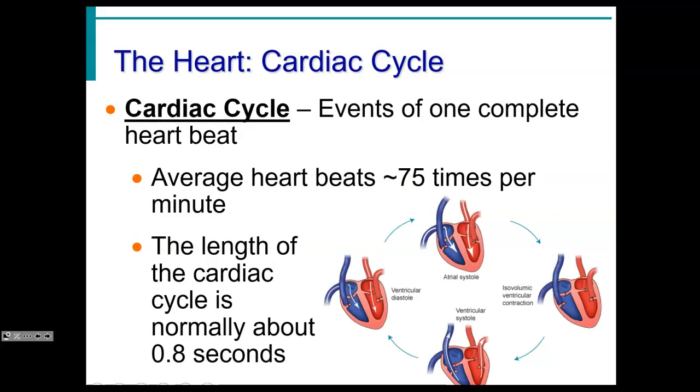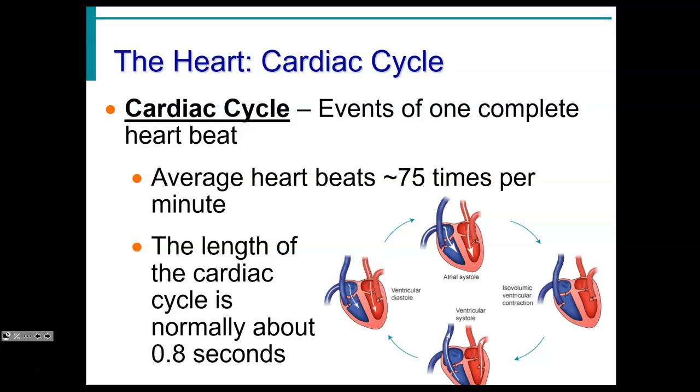So what happens in the cardiac cycle? Average heartbeat is about 75 beats per minute, 73 to 75 beats per minute. That's an average adult. That's what I refer to as textbook average. Not everybody is going to be 73 or 75 beats per minute. If you're somewhere between 60 and 100 beats per minute, you're within normal range. It all depends on the person.